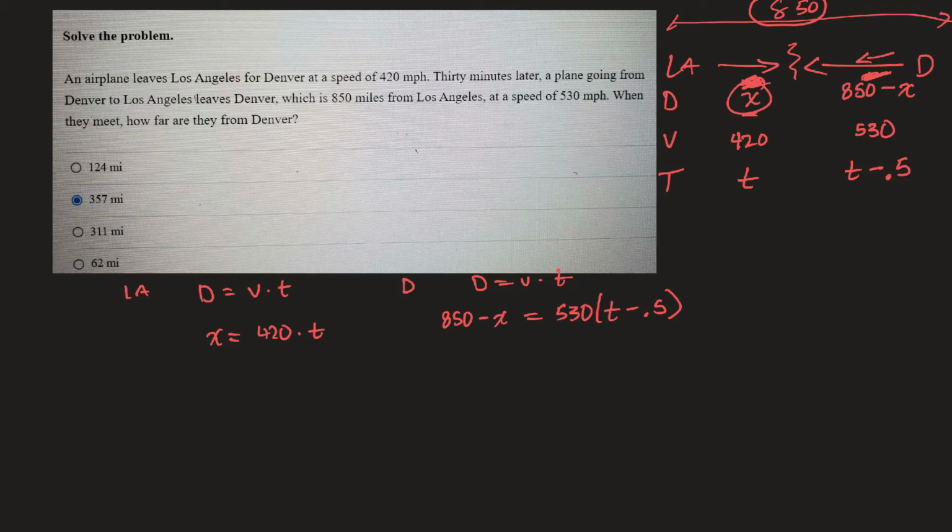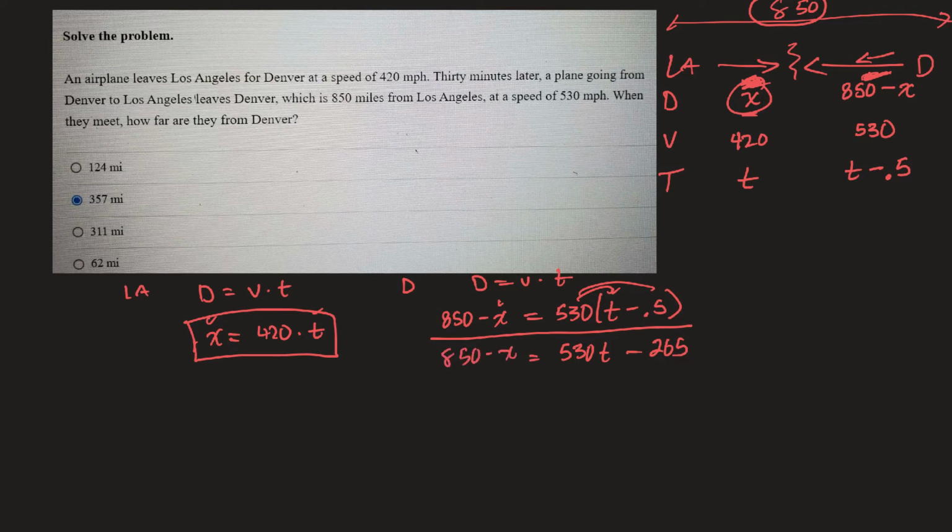So what I want to do at this point is, if I have two equations that have the same variables in them, x and t, I want to solve each equation for one of those variables. This one's already solved for x, so we'll leave that one. But this one here, let's solve it for x. So let's maybe use the distributive property here. So 530t minus 265 is equal to 850 minus x.